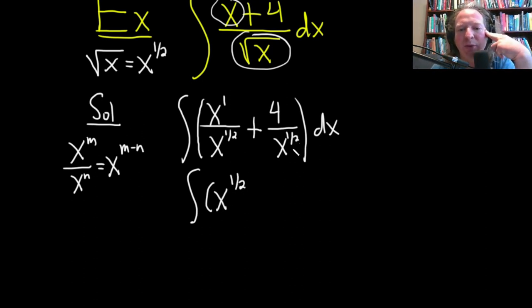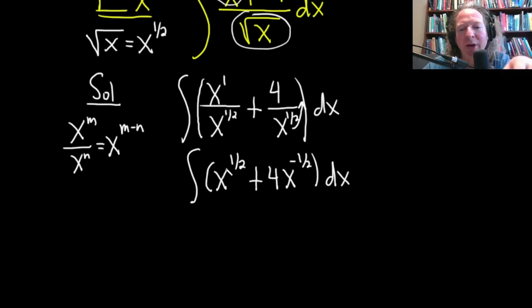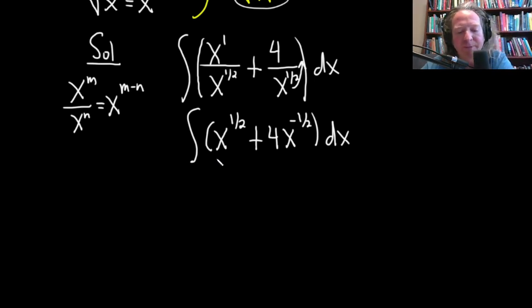And then here what we'll do is we'll bring this upstairs. And when we do that, we get 4x. So the exponent will become negative, so it'll be negative 1/2. And we've done these things because we want everything to be x to a power so we can use the power rule. So now we're going to go ahead and integrate.